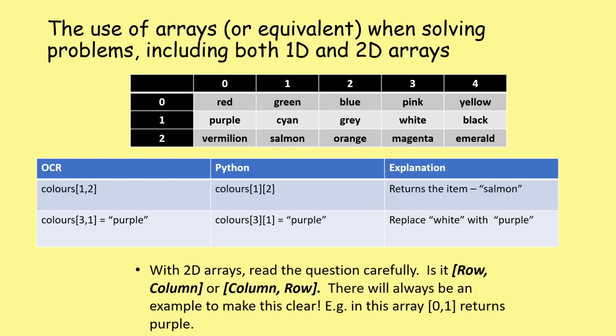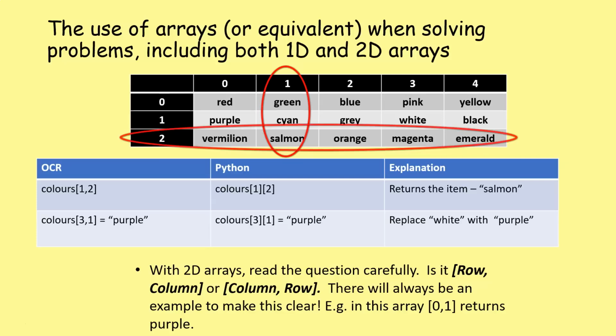Two-dimensional arrays, we've got that table structure. We have the columns, but we also have the rows. And when we want to access a position, we need to give the number of the column and the number of the row, for example. So if I want to return the item salmon, I can say colors[1,2] in OCR. In Python, I have the two numbers in separate sets of square brackets, colors[1][2]. So go along, find column 1, find row 2, and that would give me salmon.